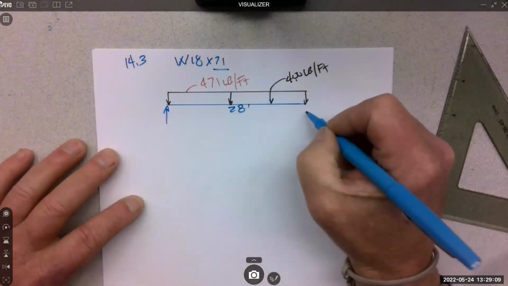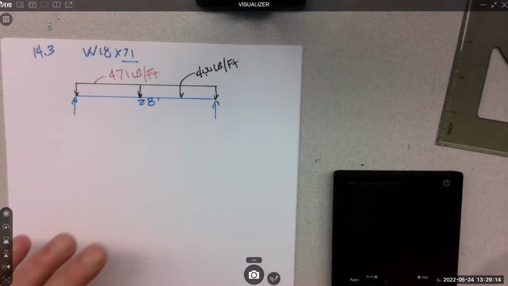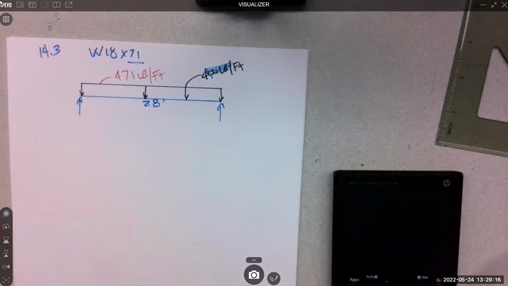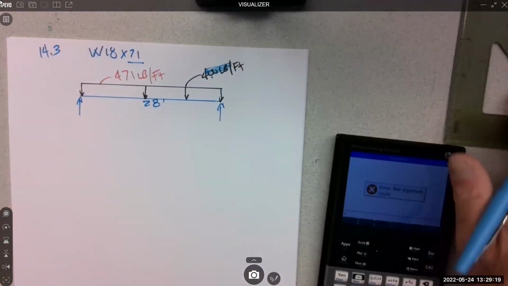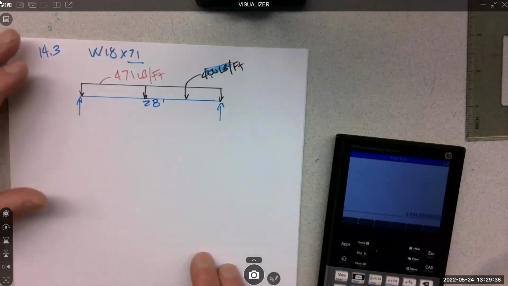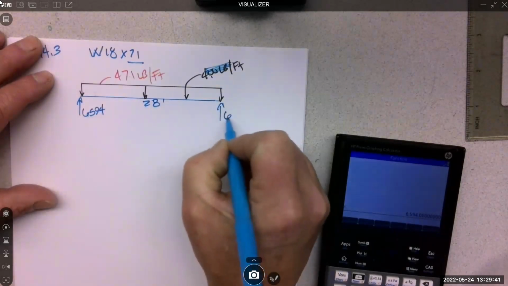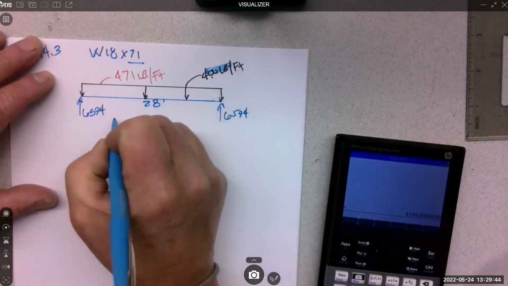So we have half of it going here, half of it going here. I'm going to cross this out because I don't want that to be too confusing. We have one distribution, 471 times 28. Oh, calculator's freaking out. We have a total load of 13,188, so 6,594, and those are pounds.